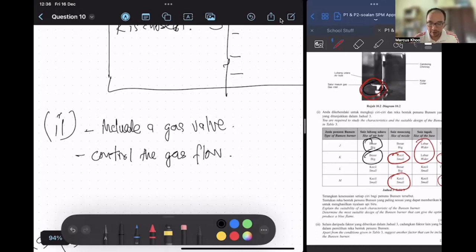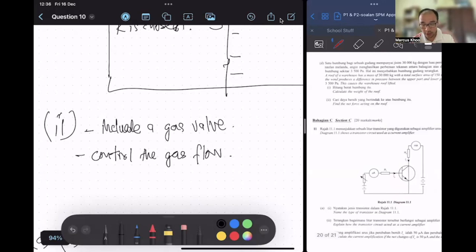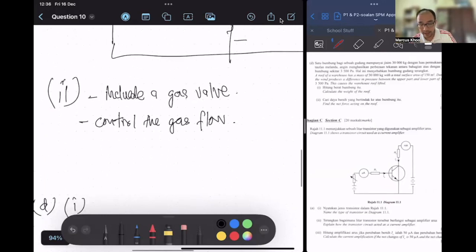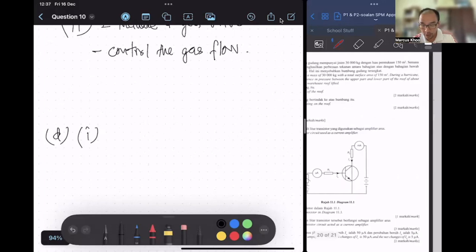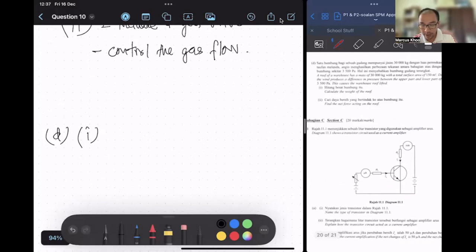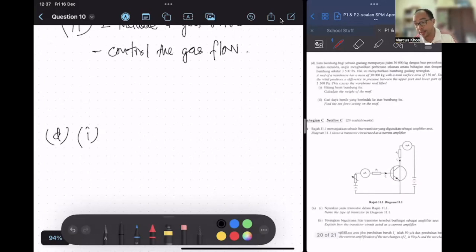And then of course you have the final question, which is this one. A roof in a warehouse has a mass of 30,000 kilograms and a total surface area of 150 meters squared. During a hurricane, the wind produces a difference in pressure between the upper part and the lower part of the roof of about 3,500 pascals. This causes the warehouse roof to be lifted.